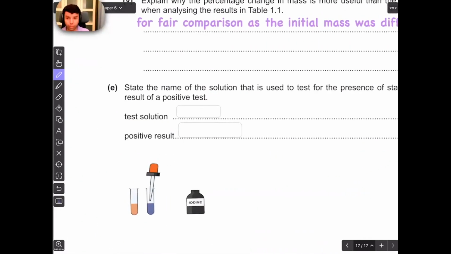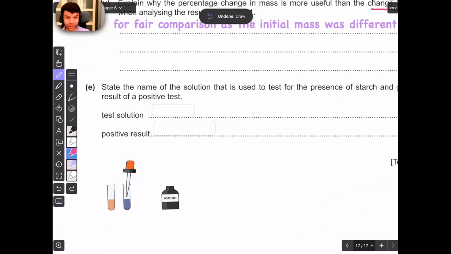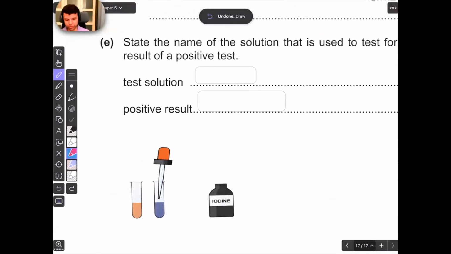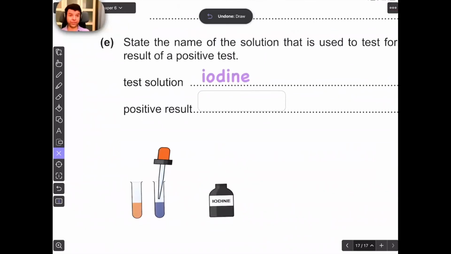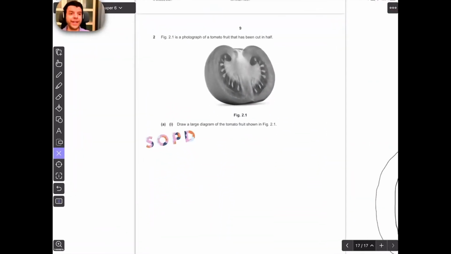Okay? One more food test. This time the test is the starch test. How do you do the starch test? Easy, right? You take some drops of iodine, and if it's a positive result, what would be the positive result? The positive result is like blue-black color. Okay? All right. Time for the drawing.